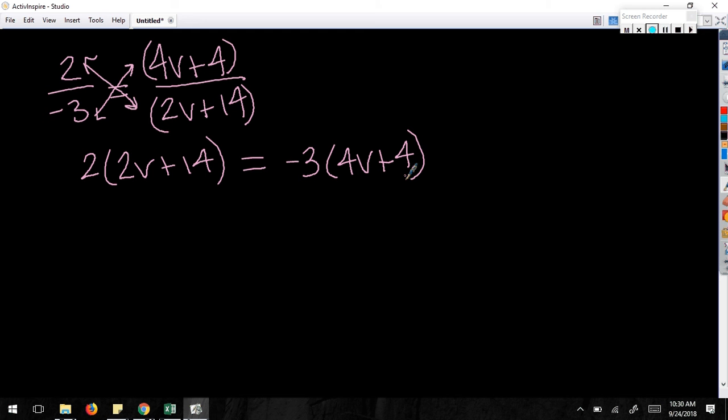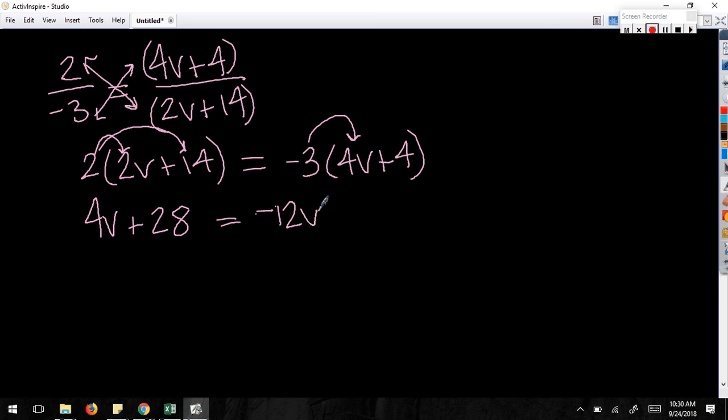All right, let's distribute. You got 4V plus 28, equals negative 12V plus 12. Okay, now wait. You got negative 12V. Yeah, plus negative. So you're doing plus negative. I'm going to do minus just because I like the way that looks a little better. But you can do either or. Minus 12 is the same thing as plus negative 12. Adding a negative is the same thing as subtracting.